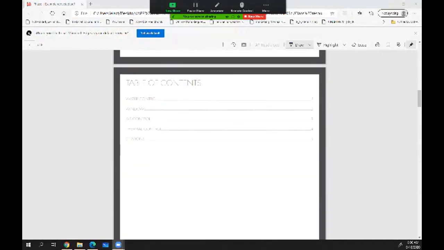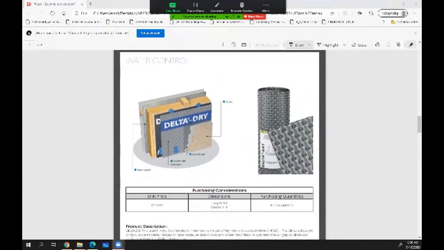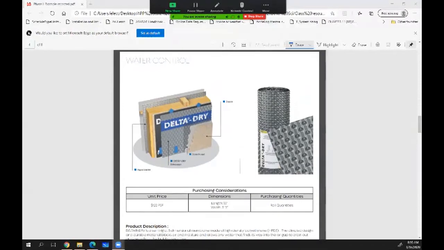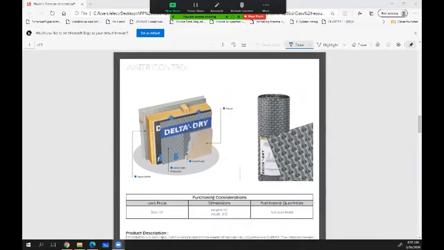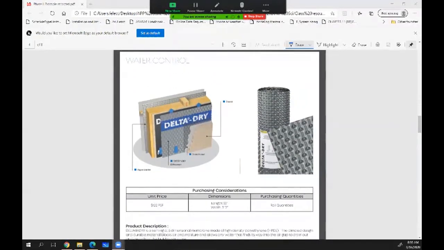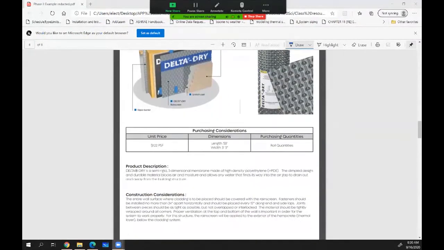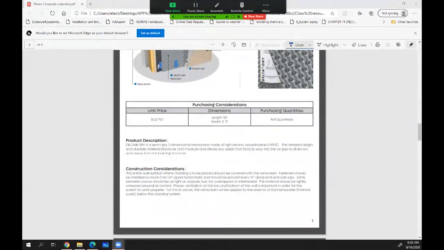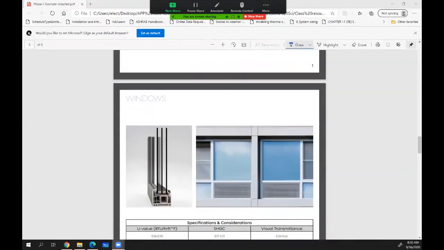So phase two, table of contents, and this was not built on top of the phase one submittal, but I want you to do that so you've got consistency in your formatting and stuff. And so here's your water control product, and then you've got a couple of nice pictures, purchasing considerations, unit price, dimensions, purchasing quantities, product description, construction considerations, and I'll probably add into the rubric a short descriptive paragraph that explains why you chose the products you did.